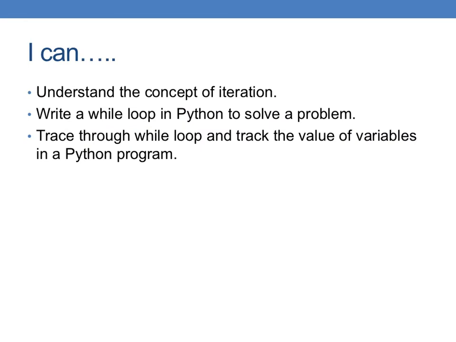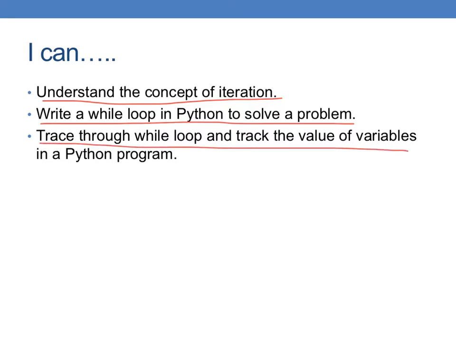By the end of today's lesson, you'll be able to explain these three learning targets. First is you'll be able to understand the concept of what's called an iteration. Second, you'll be able to write a while loop program in Python to solve a problem. And third, you'll be able to trace through a while loop and track the values of variables in a Python program as that loop is running. And that's really important because if you're designing your own loops, you need to really understand how they work and what your program and what your computer are going to do when that code is run.